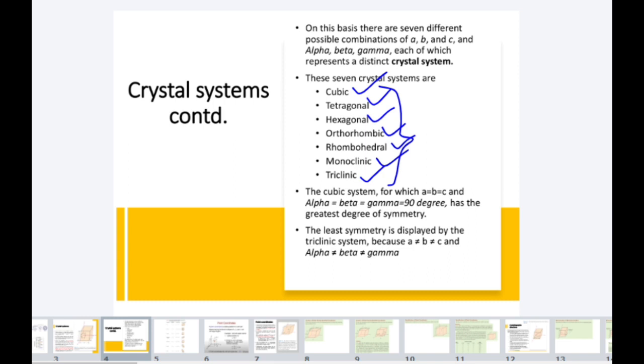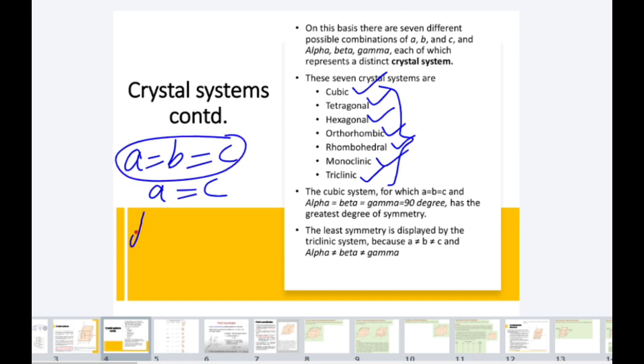The cubic system, the first one, in which side A equals B and B equals C, right? You have studied math. When A is equal to B and B is equal to C, what does it mean? It means that A is also equal to C, right? This is the transitive property in mathematics, and I know you people are good at mathematics, right? So the 3 sides are equal, and the 3 angles are also equal. Alpha is equal to beta, and it is equal to gamma. So this is the highest degree of symmetry. It means the simple cubic or the cubic structure is the most symmetrical structure.